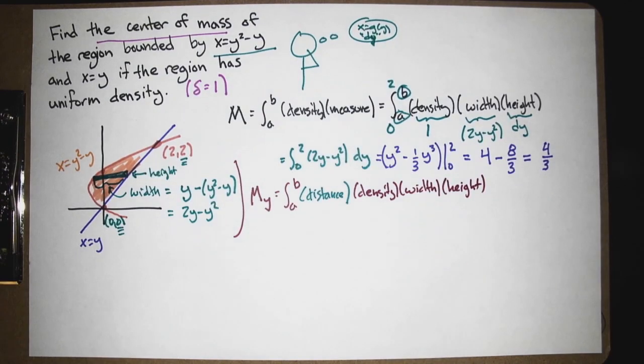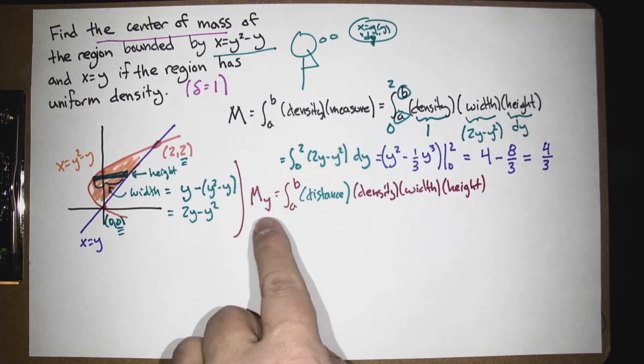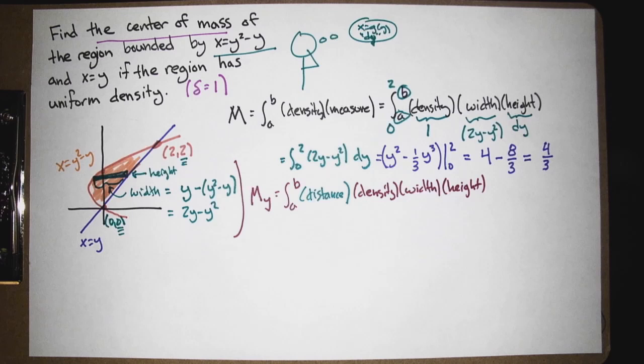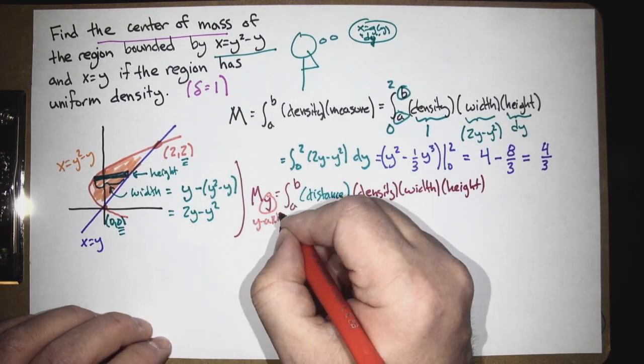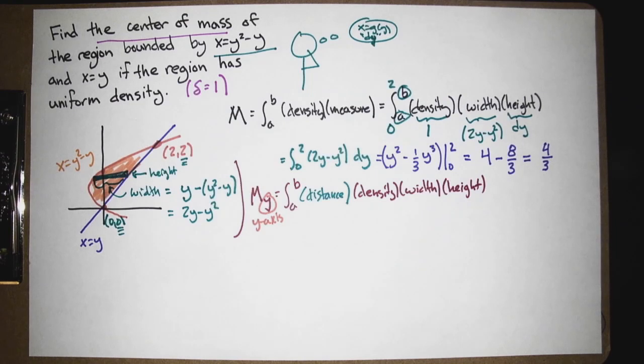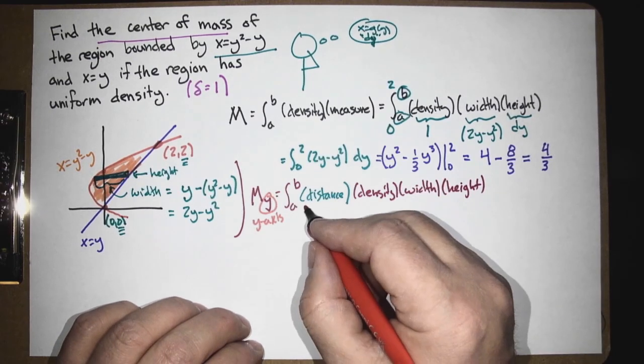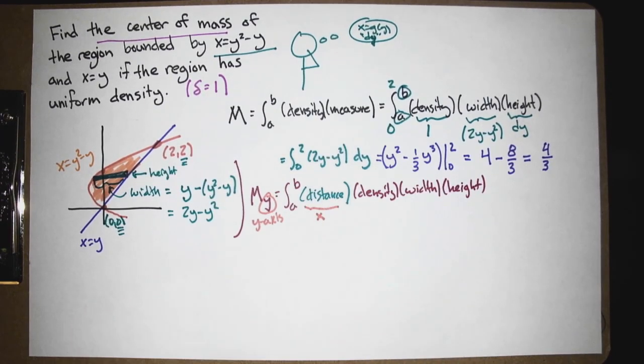So when I'm looking for distance, M sub y, what am I looking for? So y stands for what here? This y stands for y-axis. So how far am I from the y-axis? X. So when I'm after the y-axis, my distance is really x.